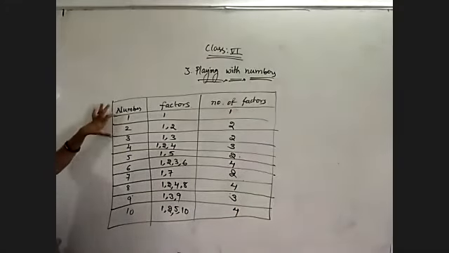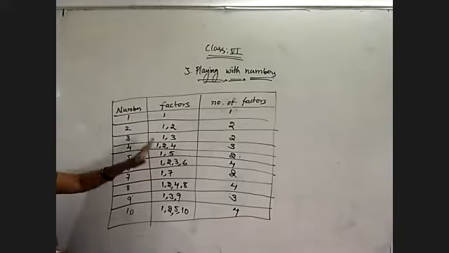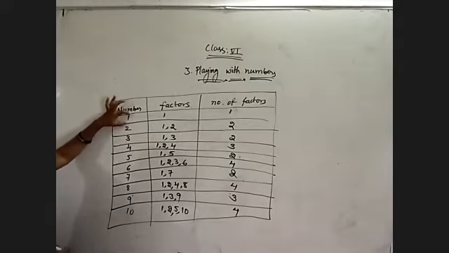Now, why am I writing this table? Just observe all these numbers. Some of the numbers have only 2 factors and some have more than 2 factors. Except 1, all the remaining have 2 or more than 2. And 1 has only 1 factor, meaning we get 1 in one table itself; in any other table we will not get 1.